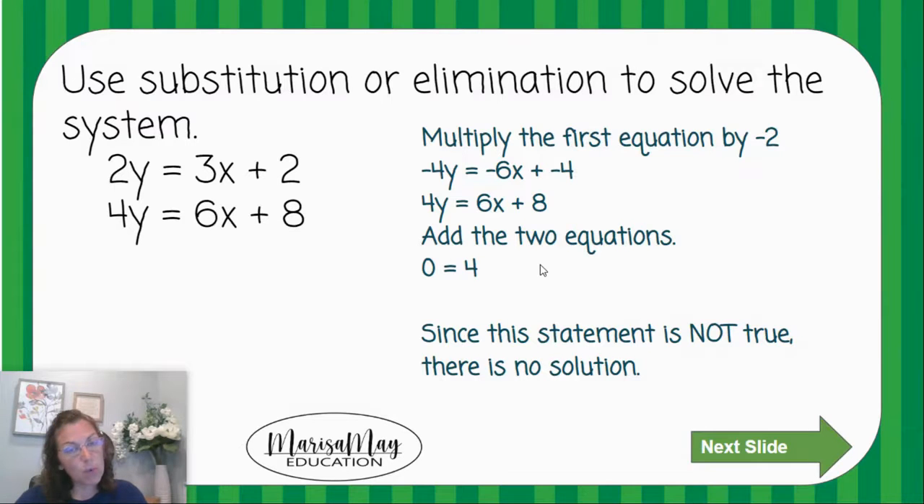0 equals 4. Now, I'm used to getting answers like x equals 2, y equals 3, things like that. But I don't have any variables here. I just have 0 equals 4. And so I got to thinking, what does that mean? Well, 0 doesn't equal 4. That's a very important point we want to make from the beginning. 0 doesn't equal 4. So because it's not true, then that means there's no solution.